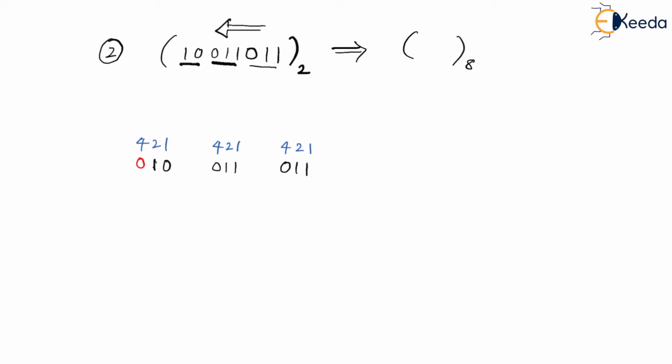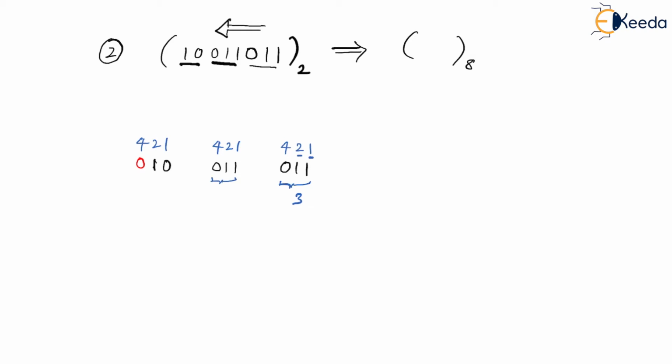Now in every group you have to see where the logic ones are present, add their respective binary weights, and write the final answer. That's it. So look at this. As you can see, ones are written below 2 and 1. So 2 plus 1 is 3.